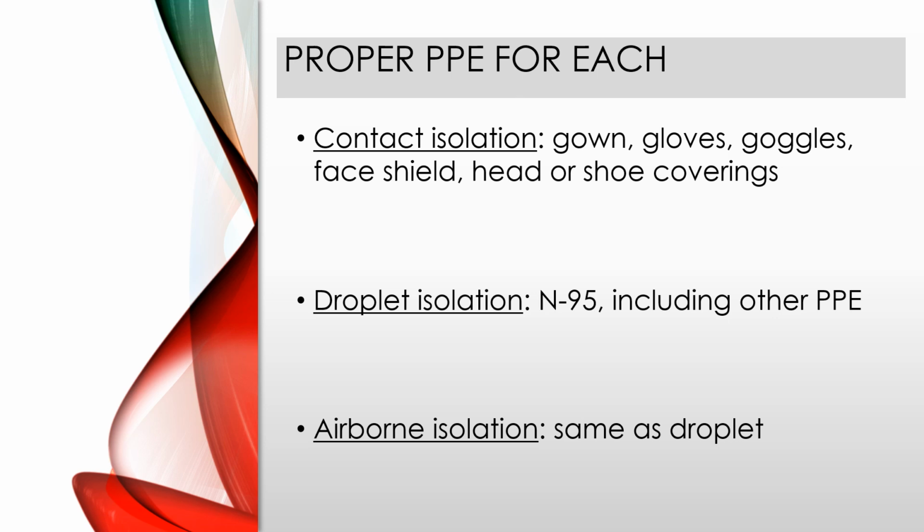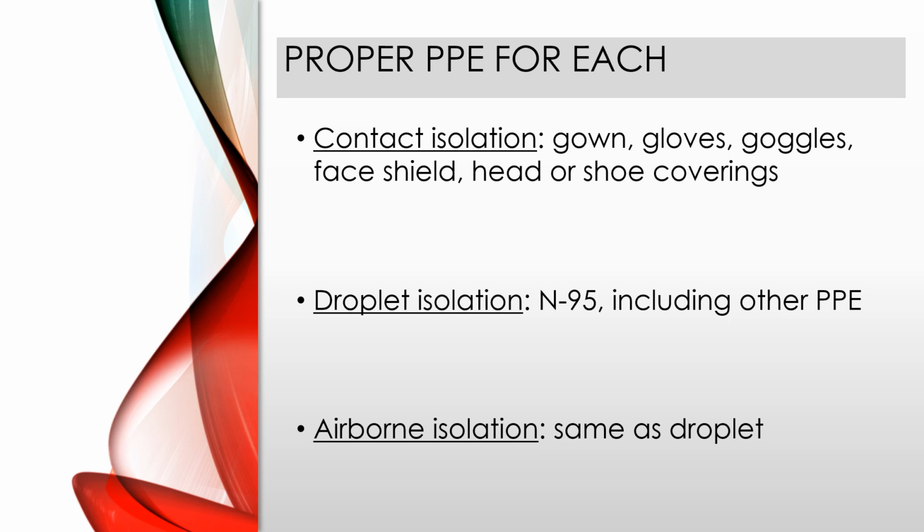So you would use the proper PPE for each one of the isolation precautions. For contact isolation, you would use gown, gloves, goggles, a face shield, and head or shoe coverings. And this would be the case if you come in contact with scabies or ringworm. You would need to use all of the PPE listed here, but for other contact isolated microorganisms, you may need to use one or two or some of the PPE listed.